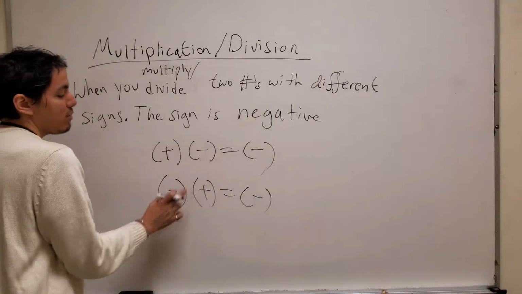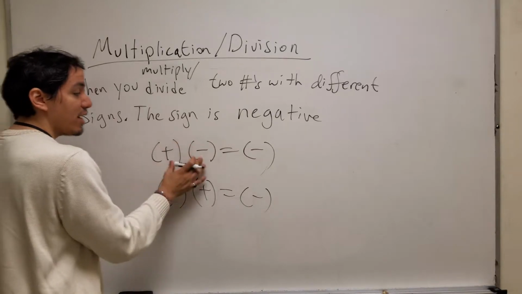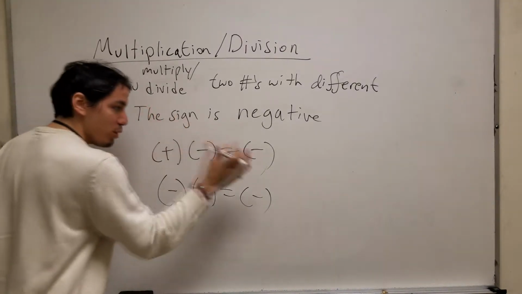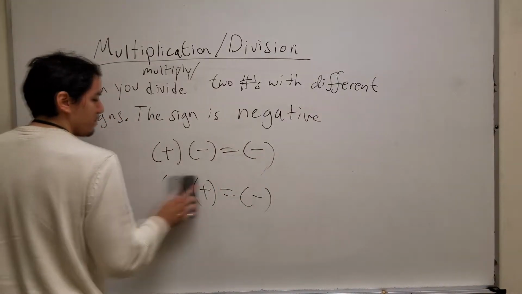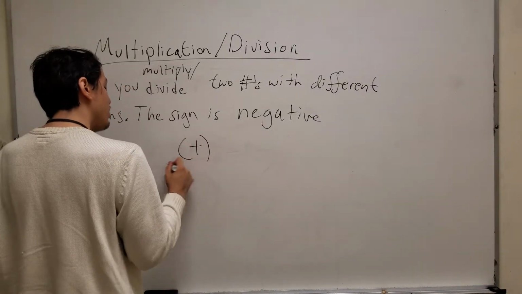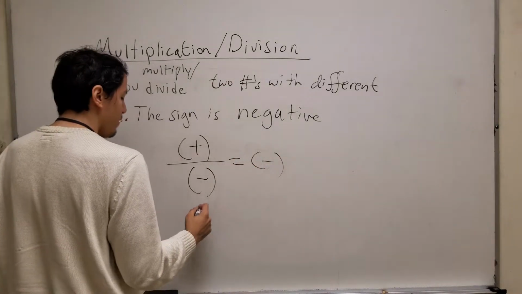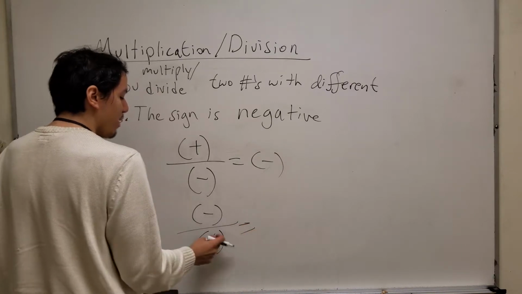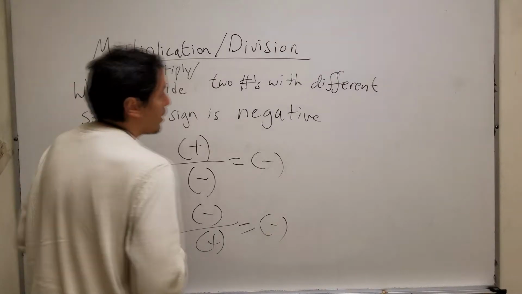So you see, it doesn't matter the order how you do it. Whenever you see multiplication and the signs are not the same, you instinctively should know that, booyah, it's going to be negative no matter what. Same goes for division. If I have a positive number in the numerator and a negative number in the denominator, it's going to be negative, and vice versa. If I have a negative number in the numerator and a positive number in the denominator, it's going to be negative. Okay?